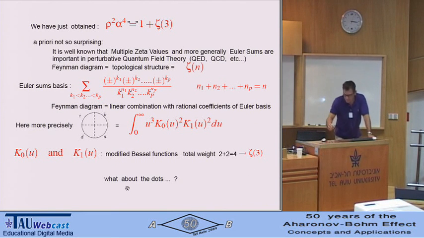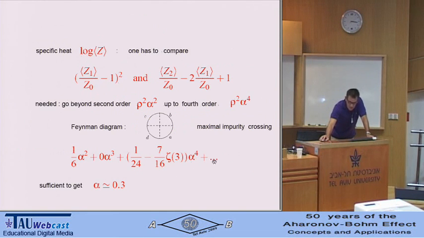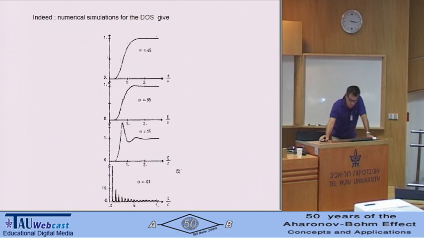So what we did in the last 2 years was to compute what happens here, what happens at order alpha 5, alpha 6, etc., to see if this structure in terms of zeta of 3, zeta of 4 will continue to be valid. I'm sorry.